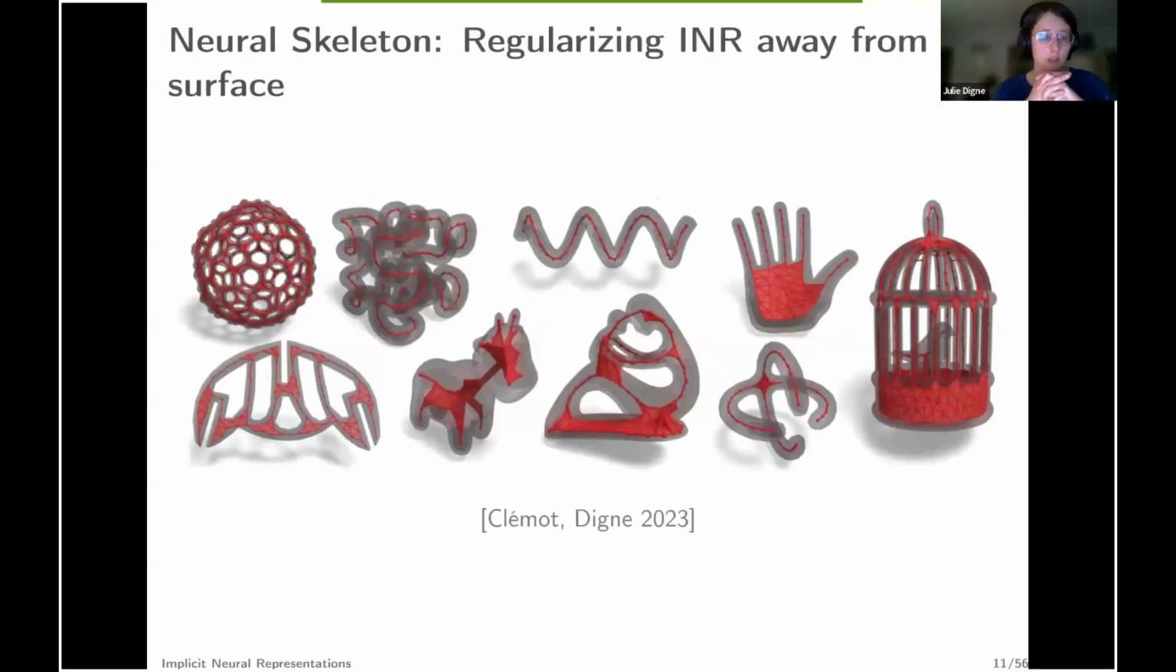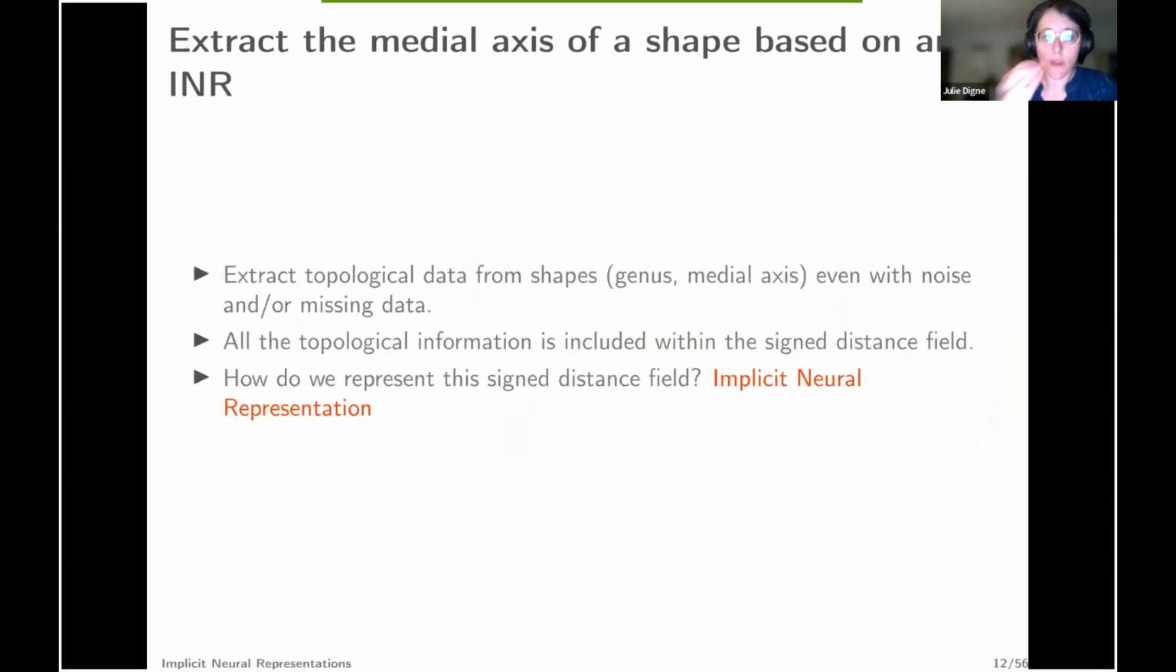What interested me in this type of representation was to see what we could do with implicit representations to analyze a shape, because most methods will work for rendering. The challenge was: how can we use these nice features, this nice definition, to extract some information about the shape, and can we do it in a better way than what we do with axiomatic, handcrafted methods? The problem we were interested in more precisely was to extract the medial axis of a shape.